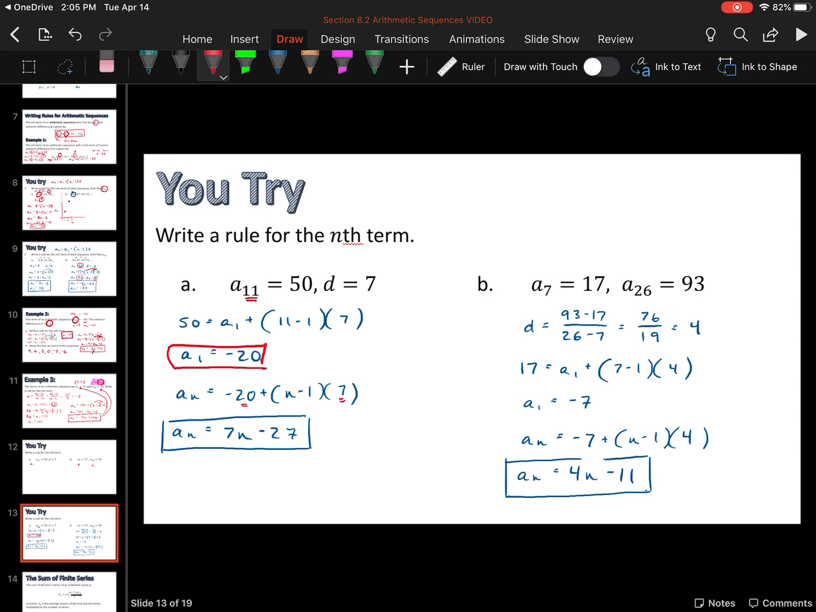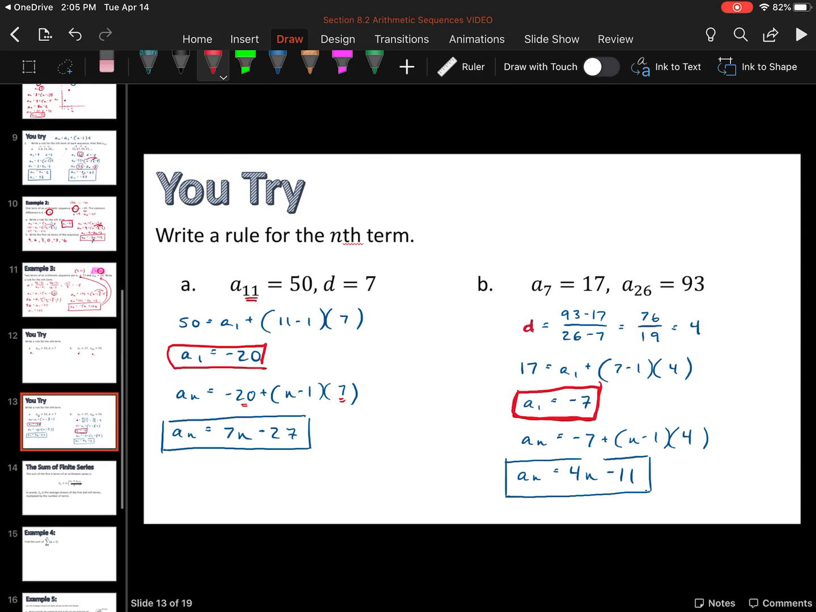For part B, same thing. Find your slope first. Find your common difference. So y2 minus y1 over x2 minus x1 using your slope formula. Simplify it all out. Get your starting value, your first term in the sequence. Plug it back in, multiply it out, and you should get 4n minus 11.